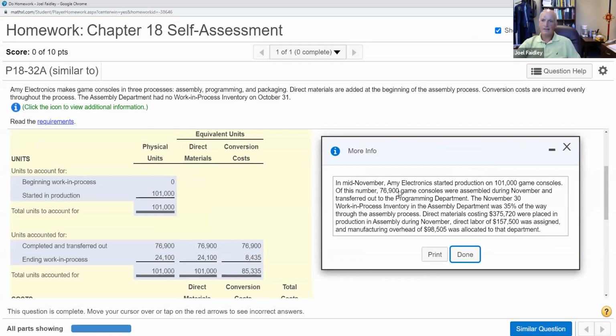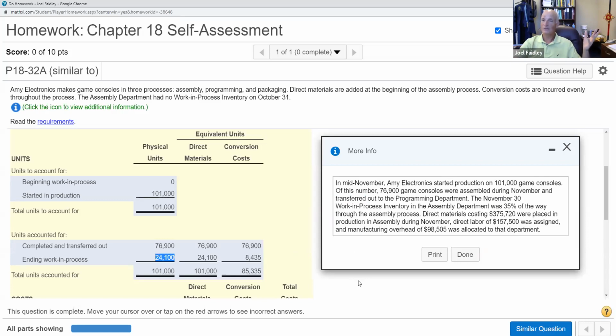So they had zero beginning inventory. So they started with zero. They started production on 101,000. So we got 101,000 units to account for. So that's step one of 4 steps. 1 down, 3 to go. All right, so I got 101,000 units to account for. It says 76,900 were assembled and transferred out. That's the key term, transferred out. All right, so there's my 76,900 transferred out. So that says then I must have 24,100 still in my inventory.